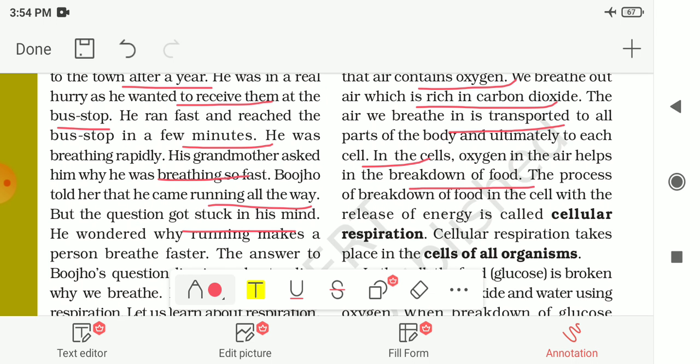This oxygen in the air helps in the breakdown of the food, and the process of this breakdown of food in the cells with the release of energy is called cellular respiration. The process in which the energy is released, or the breakdown of the food occurs with the help of oxygen which we are getting from the breathing air. So this occurs in the cell. So that's why it is known as cellular respiration.